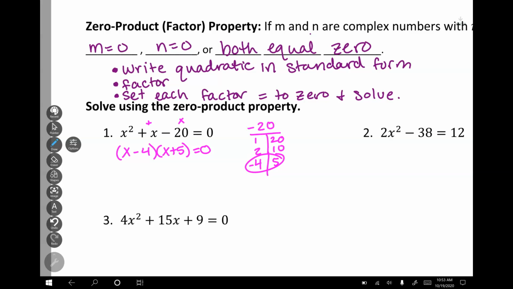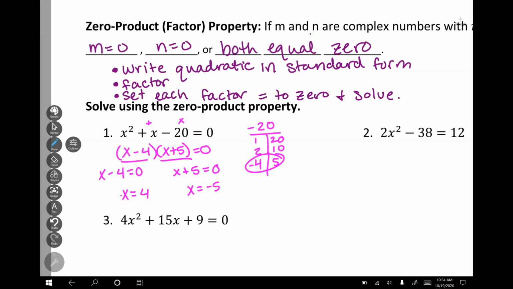Now step 3, set each factor equal to 0 and solve. So x minus 4 equals 0, x plus 5 equals 0. Remember, the reason we're doing that is because in order for these two to multiply and get 0, one of those two has to equal 0, or both. And so we want to see what numbers would make each of those factors equal 0, and those are your two solutions. Adding the 4 to the other side, I get x equals 4. Subtracting the 5, x equals negative 5.